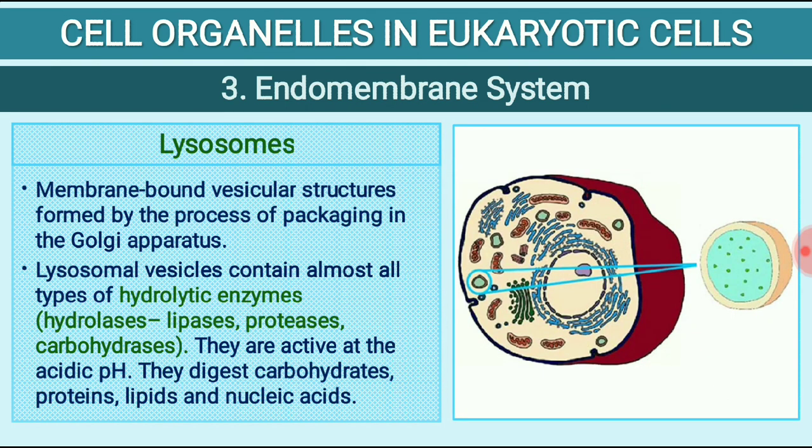8.5.3.3 Lysosomes. These are membrane-bound vesicular structures formed by the process of packaging in the Golgi apparatus. The isolated lysosomal vesicles have been found to be very rich in almost all types of hydrolytic enzymes, hydrolases, lipases, proteases, carbohydrases, optimally active at the acidic pH. These enzymes are capable of digesting carbohydrates, proteins, lipids and nucleic acids.